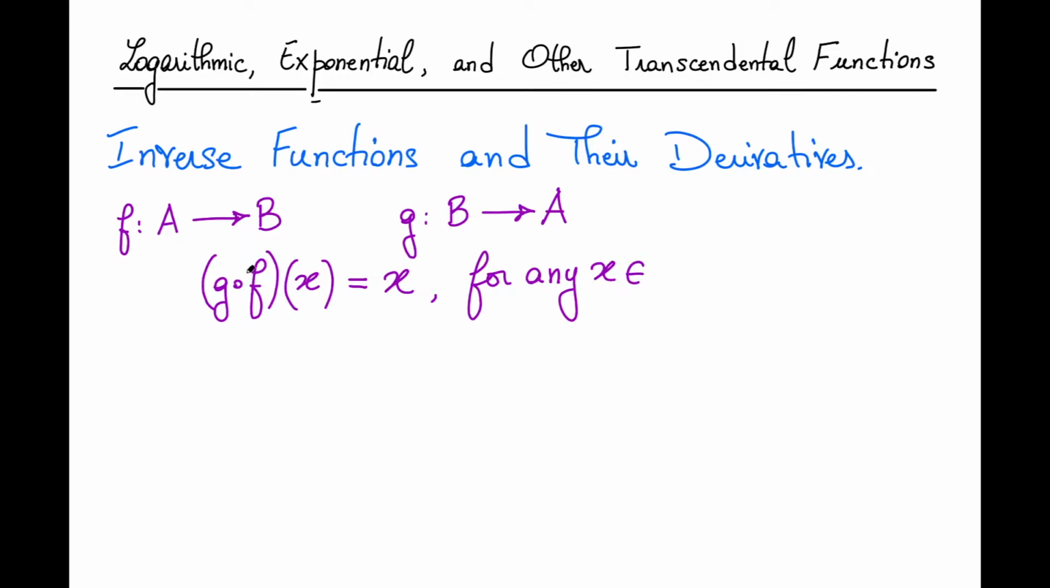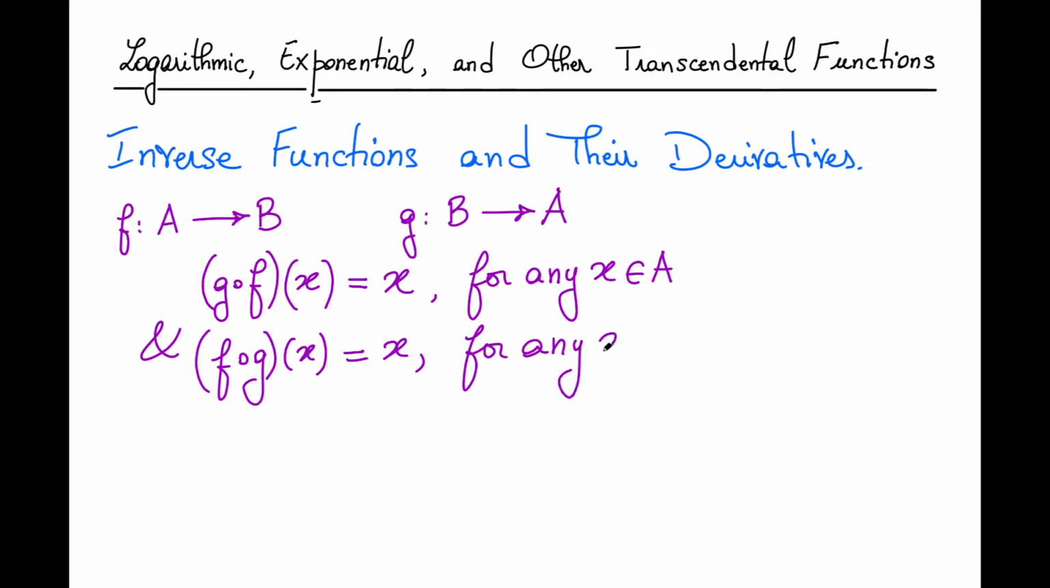x goes to f first, so it has to live in A, in the domain of the function f. So x has to be in A, and if you compose them in the other order, then you also get x, and this is for any x now in B. Why? Because x is going to g, and as such it has to be accepted by g, so x has to live in the domain of g.